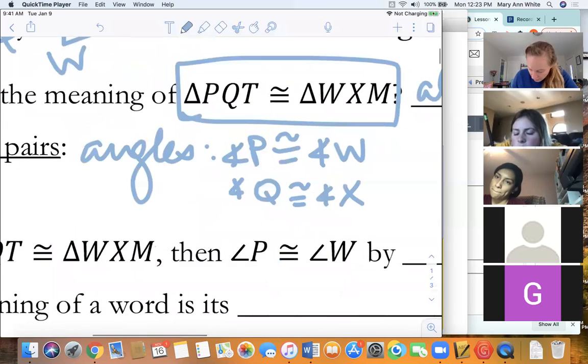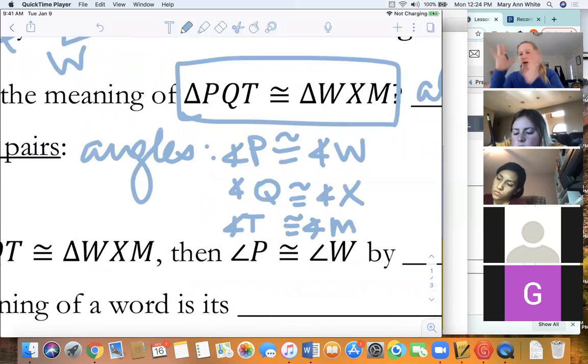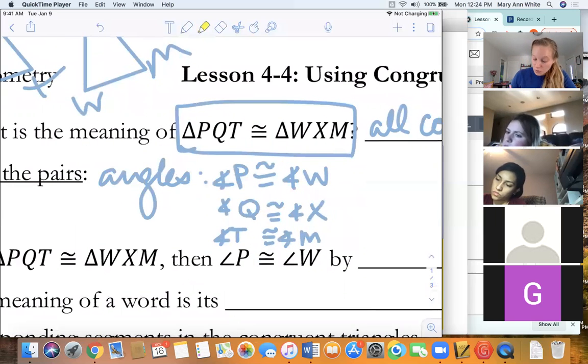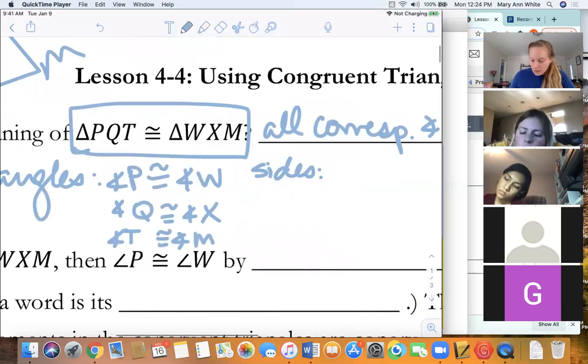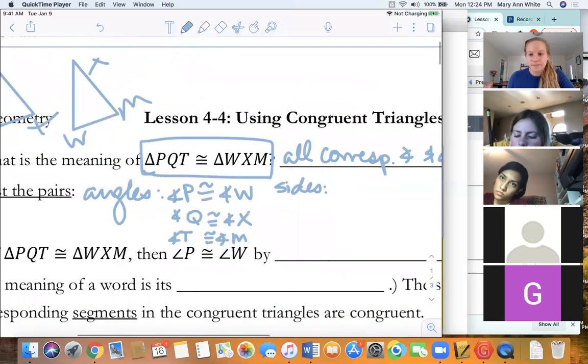I've got a lot of people that help me on that, thank you. I'm going to keep T and then M to keep everything in order, so all of one triangle's in one column, all of one triangle's in another column. Awesome, so the first angles were congruent, the second angles were congruent, and then the third ones were congruent. Now we can do the same idea with the sides. So now I want to list all the sides that are congruent. Who can give me a set of sides that are congruent?